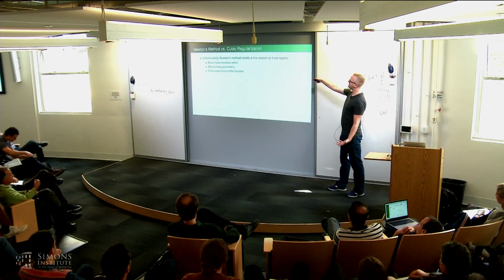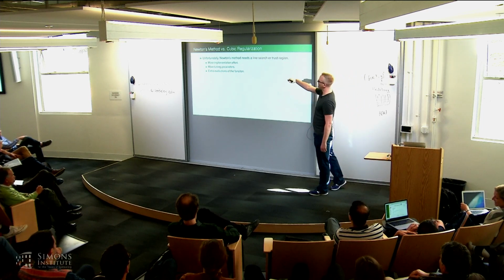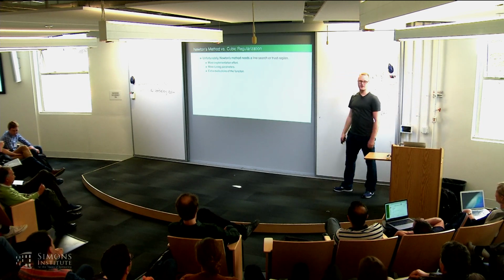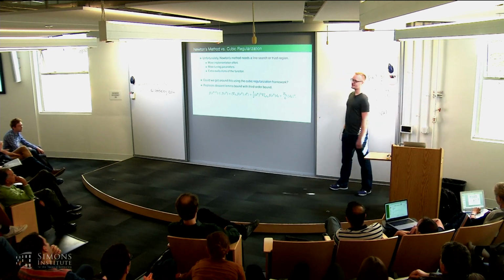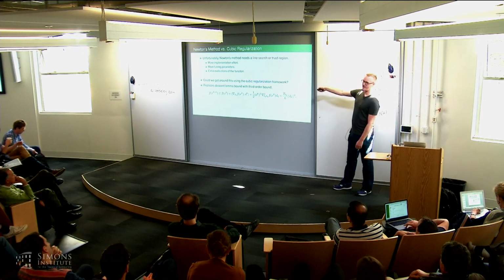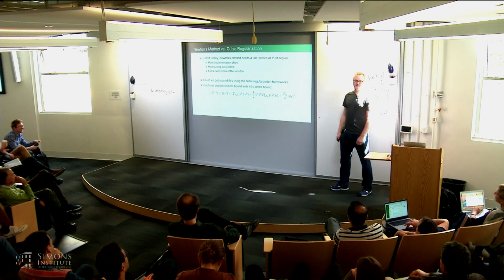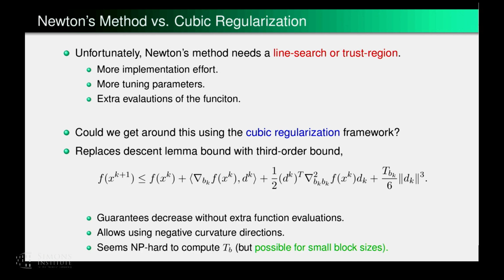Okay. So now the disadvantage of Newton is now we need a line search or a trust region. So if you want it to be really simple, you have to put in a bit of extra effort. You have to tune some parameters, and you have to evaluate the function a few more times. So we thought maybe instead of doing Newton, we can do this cubic regularization of Newton stuff introduced by Polyak and Nesterov. So instead of using the descent lemma, we actually go to our third order term here, and we assume that the Hessian is Lipschitz continuous. And then we have this bound TBK on the sort of continuity of the Hessian.